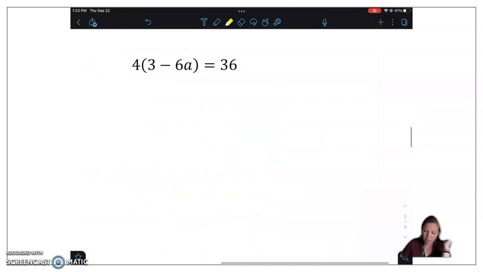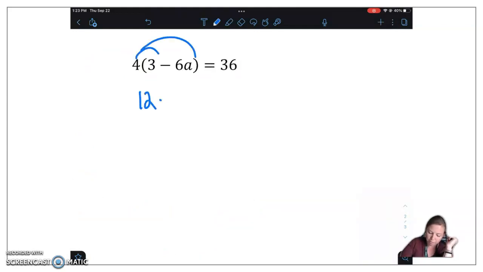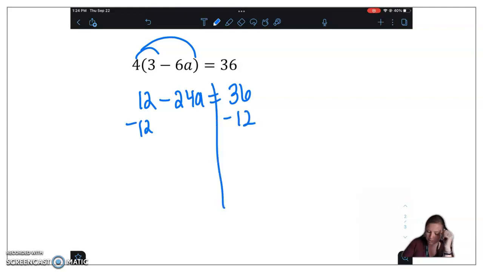Okay, so for this one, same thing. We're going to distribute first. That'd be 12 minus 24a. And then I'm going to subtract 12 on both sides because it's positive 12. If you added it, it would turn to 24, so don't add it, because we want it to be 0.